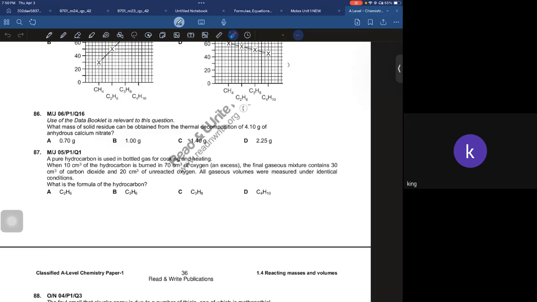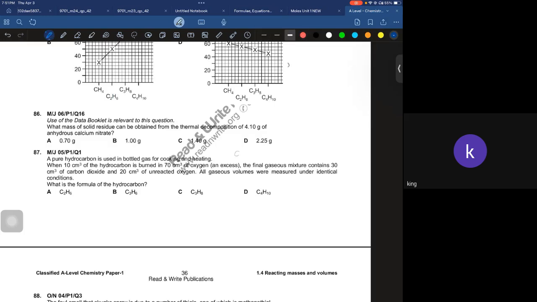But for this, you must know the equation for the thermal decomposition of calcium nitrate, as we did in organic chemistry. I told you that the decomposition of calcium nitrate would give you calcium oxide, nitrogen dioxide, and oxygen. I'm writing this, then you have to calculate.